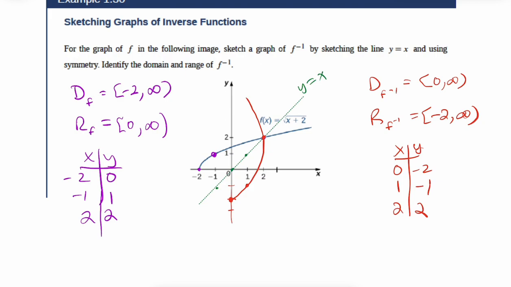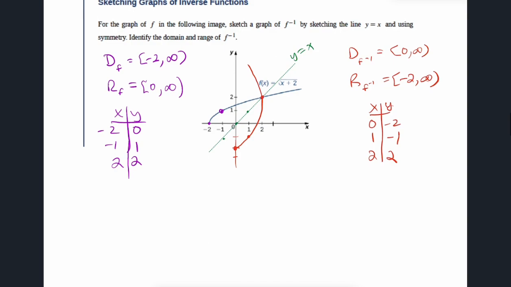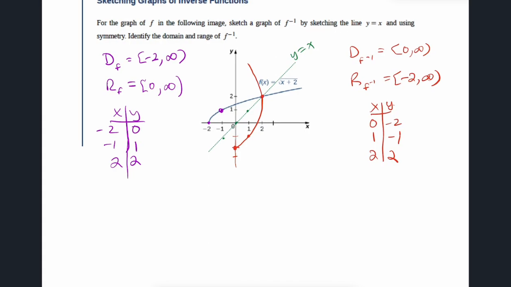So we've drawn it. We've sketched a graph. We have identified the domain and range. The only other thing I want to do is show you the algebra a little bit. Our original graph was y equals the square root of x plus 2.